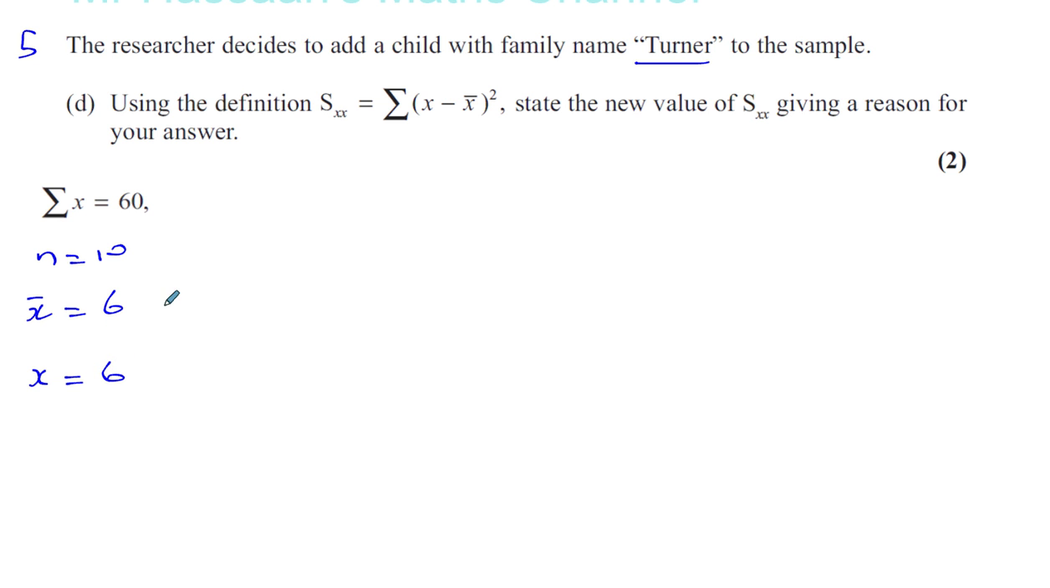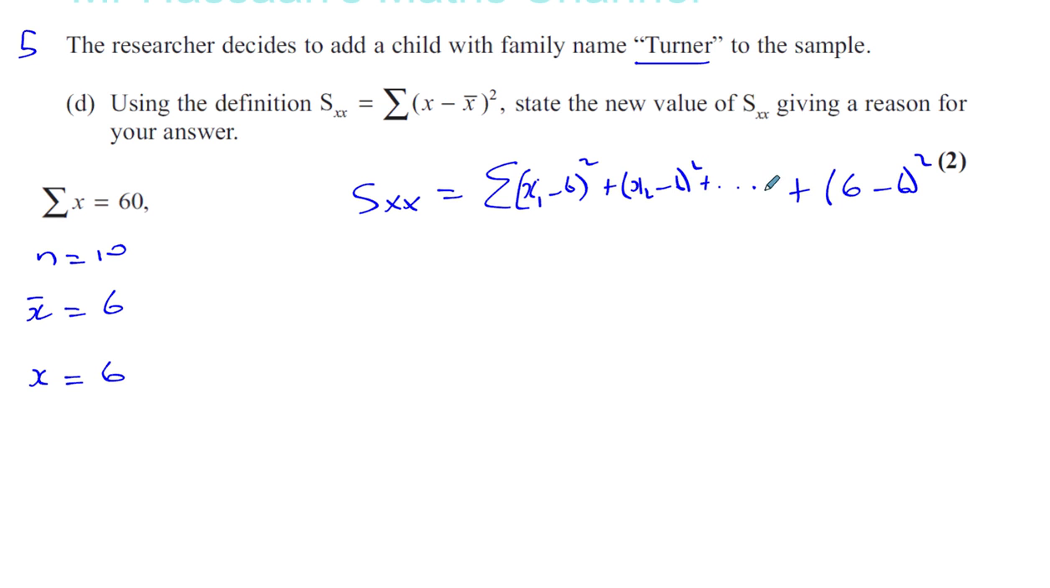So it won't make any difference to Sxx, because the last term that you're adding, for each of the first 10 names x minus x bar, plus the last name, will be 6 minus 6 squared. So you're adding 0 to the sum. Like the first one would have been x1 minus 6 squared. That's the number of letters in the first name minus the mean squared, plus the second name minus the mean squared, plus all the way to the end, right?